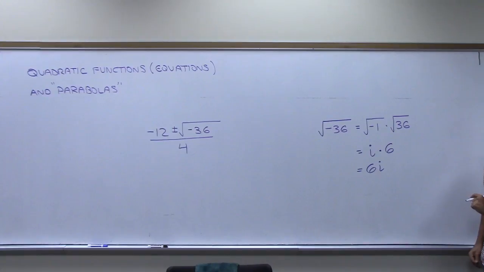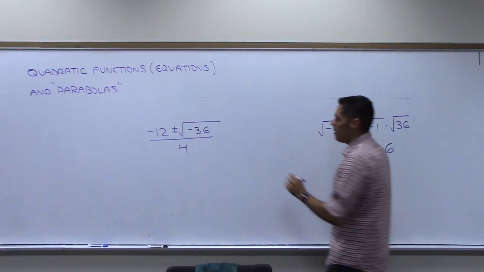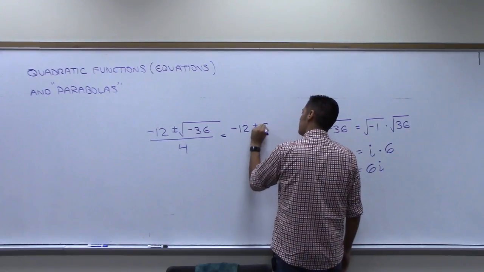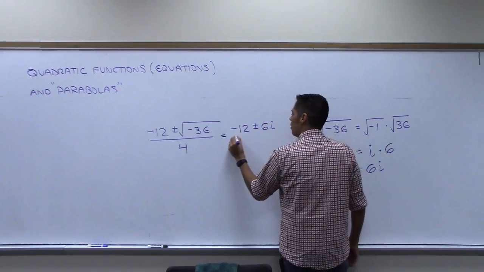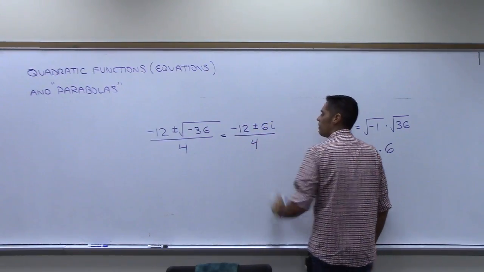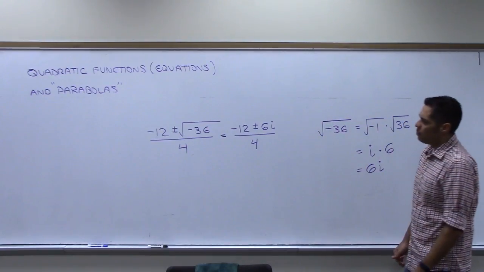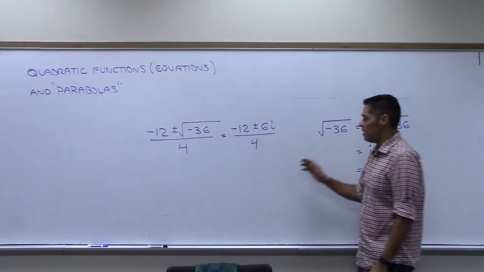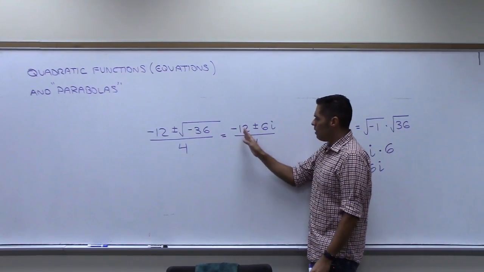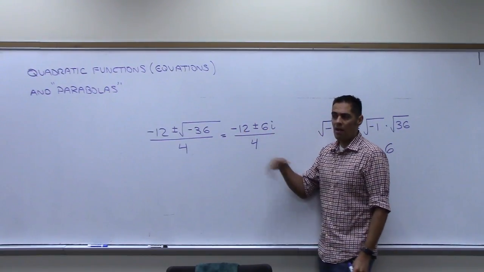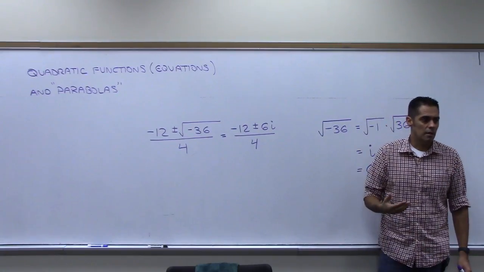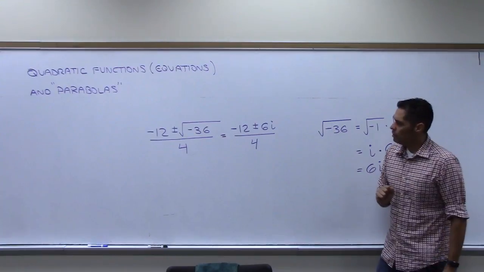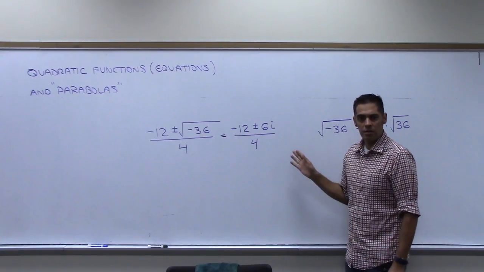Agreed? So I could rewrite this as negative 12 plus or minus 6i over 4. And then at this point I can go a little further, because I recognize that 4, 12, and 6 all have a common factor, right? What number goes into both 4, 12, and 6? 2. So I can reduce everything by 2.